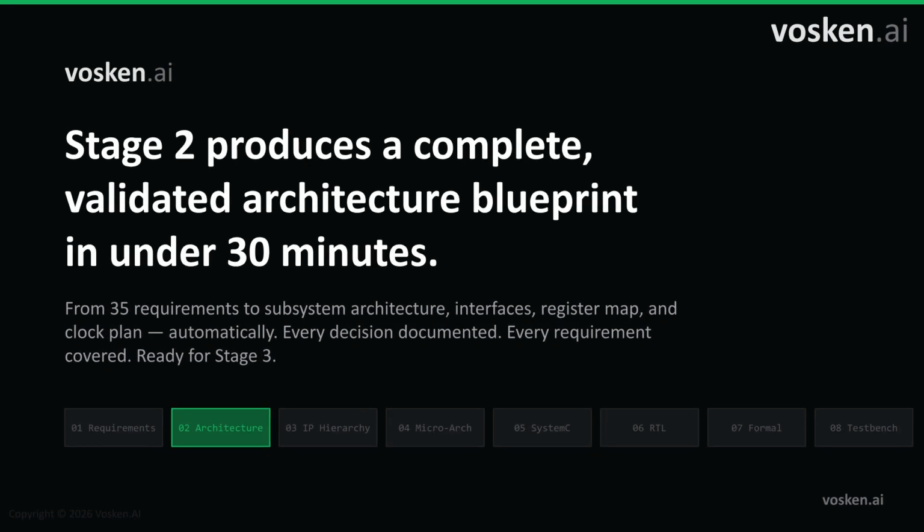Stage 2 of the VoskenAI platform transforms formal requirements into a complete, validated architecture blueprint in under 30 minutes. It's ready for Stage 3, producing subsystem architecture, interfaces, register map, and clock plan automatically.